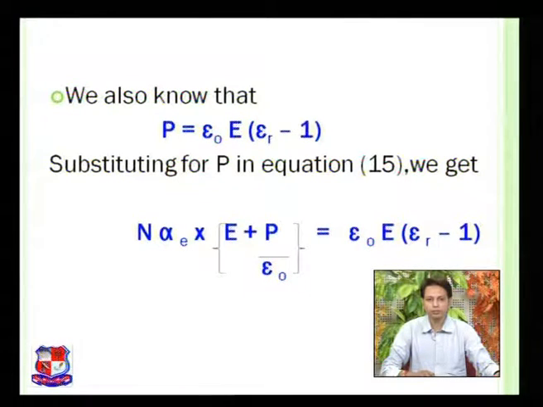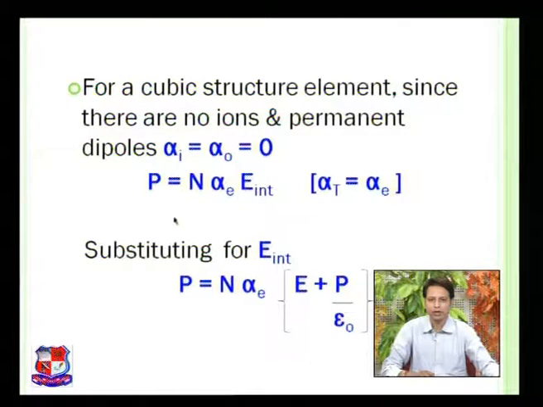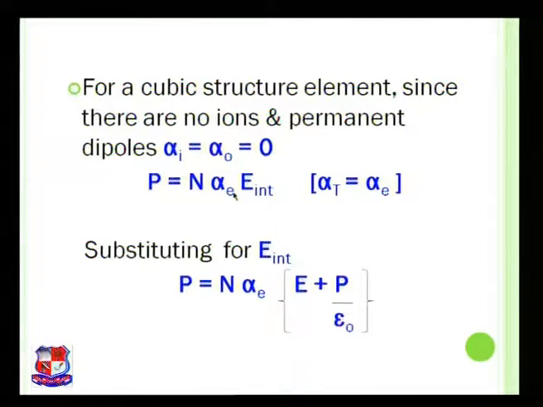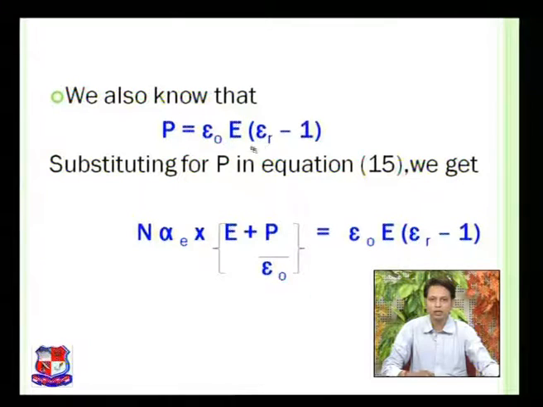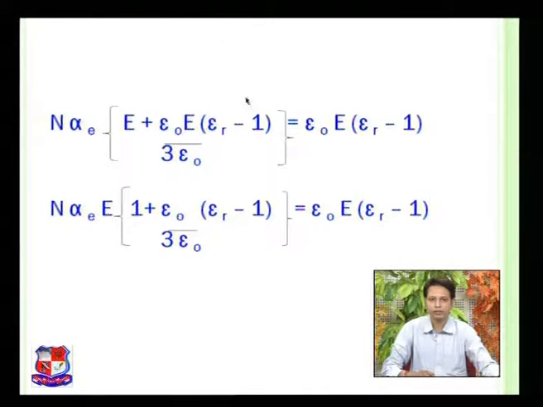If we substitute this equation in the above equation, we get another one, that is N alpha E multiplied by bracket E plus P upon 3 epsilon 0. Here the right hand side is instead of P. So in our previous slide you can see the whole equation N alpha E and E internal. So instead of this, N alpha E into E plus P upon 3 epsilon 0, and on the other side P, we are keeping another equation, that is P is equal to epsilon 0 E into epsilon R minus 1, where epsilon R is relative permittivity. Now moving towards the next point, here instead of P we have substituted the equation epsilon 0 E into epsilon R minus 1.